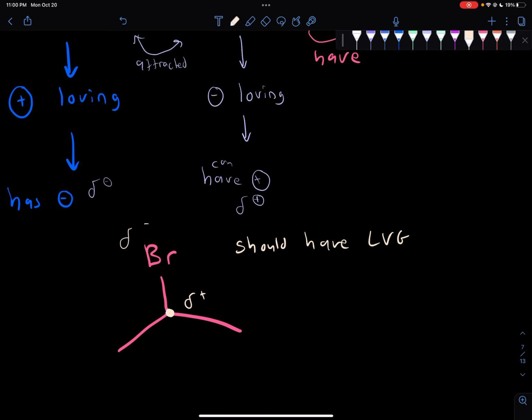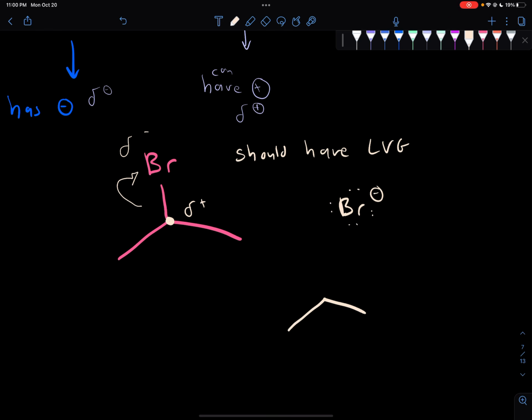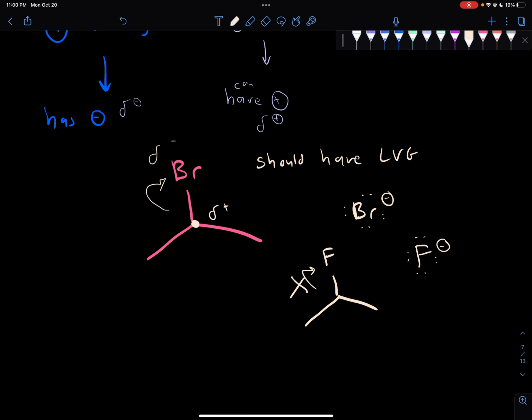And a leaving group is just something that leaves. So if your bromine leaves, it will be by itself, and it will look like this. Br minus, and as you should know, it's very stable as an anion, so it's a good leaving group. But let's look at an example of a bad electrophile. Fluorine is not going to leave because we know this. F minus is trash. This is bad. So keep this in mind.